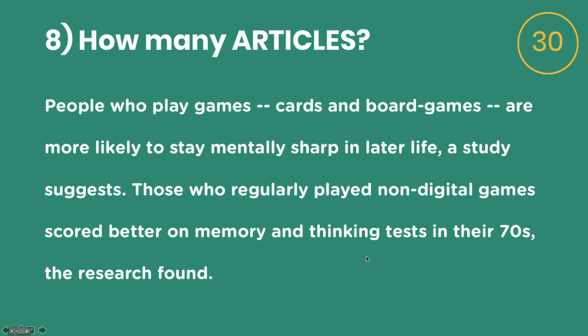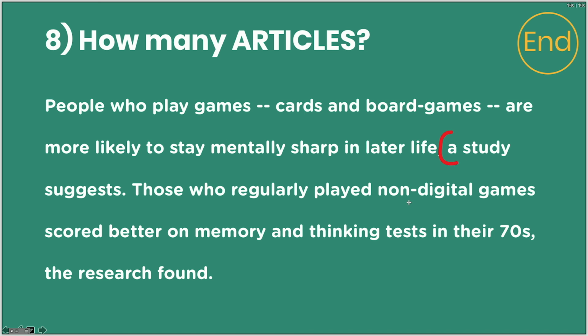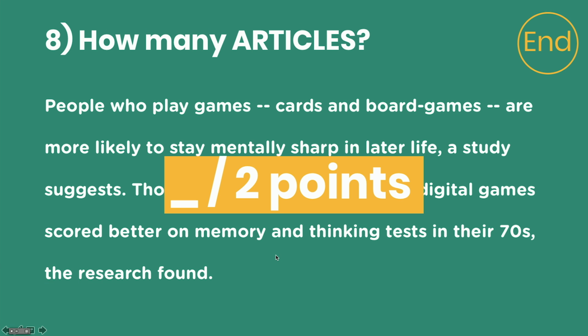The final one are articles. No hint here. How many articles can you find? Okay, so articles are words like an, and the. So what do we got? We've got study here. We've got those who the. So we have an indefinite article here, and we have a definite article here. So all up, we have 2 points there for articles.